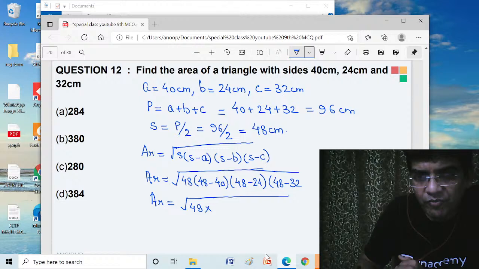See? Now, how to find the area after getting these numbers? You will write the prime factors for all these numbers. So for 48, it will be 2 raised to power of 4 into 3. Then for 8, it will be 2 raised to power of 3. Then for 24, it will be 2 raised to power of 3 into 3. And for 16, it will be 2 raised to power of 4.